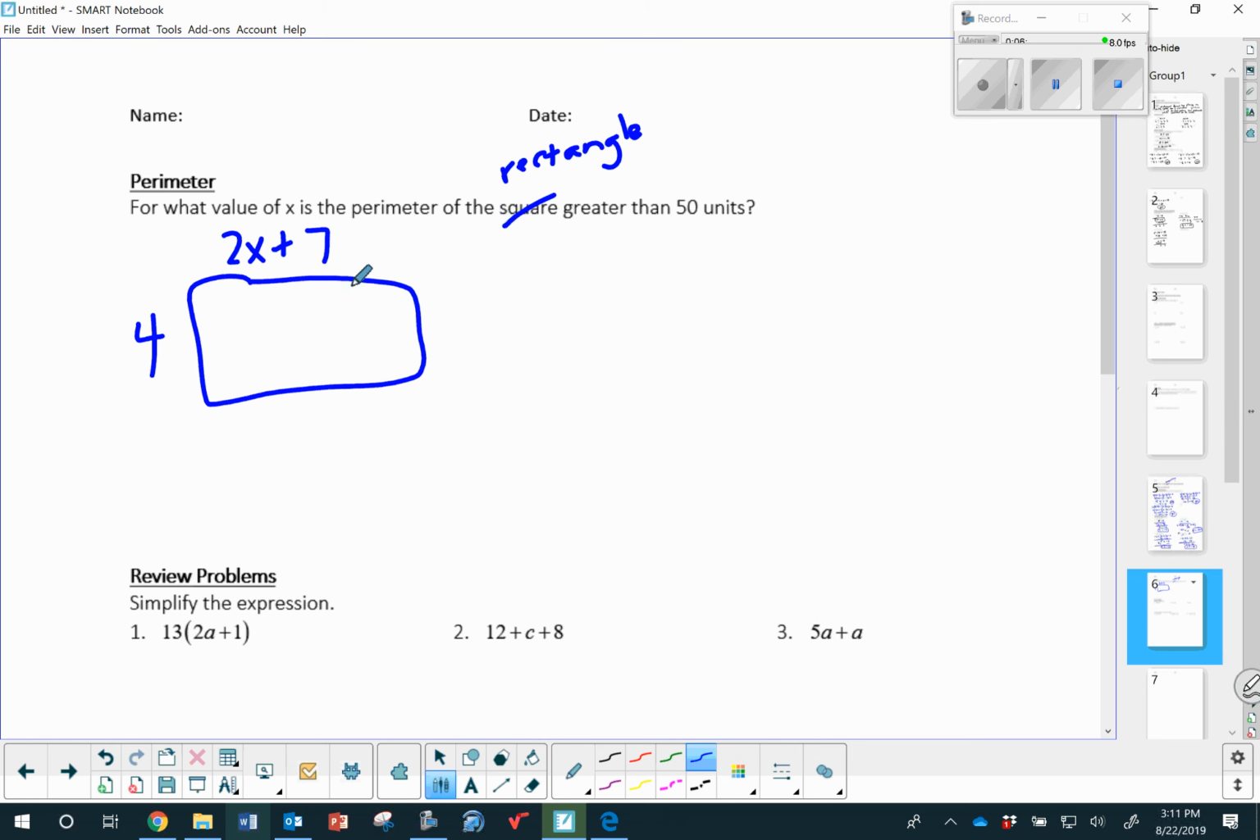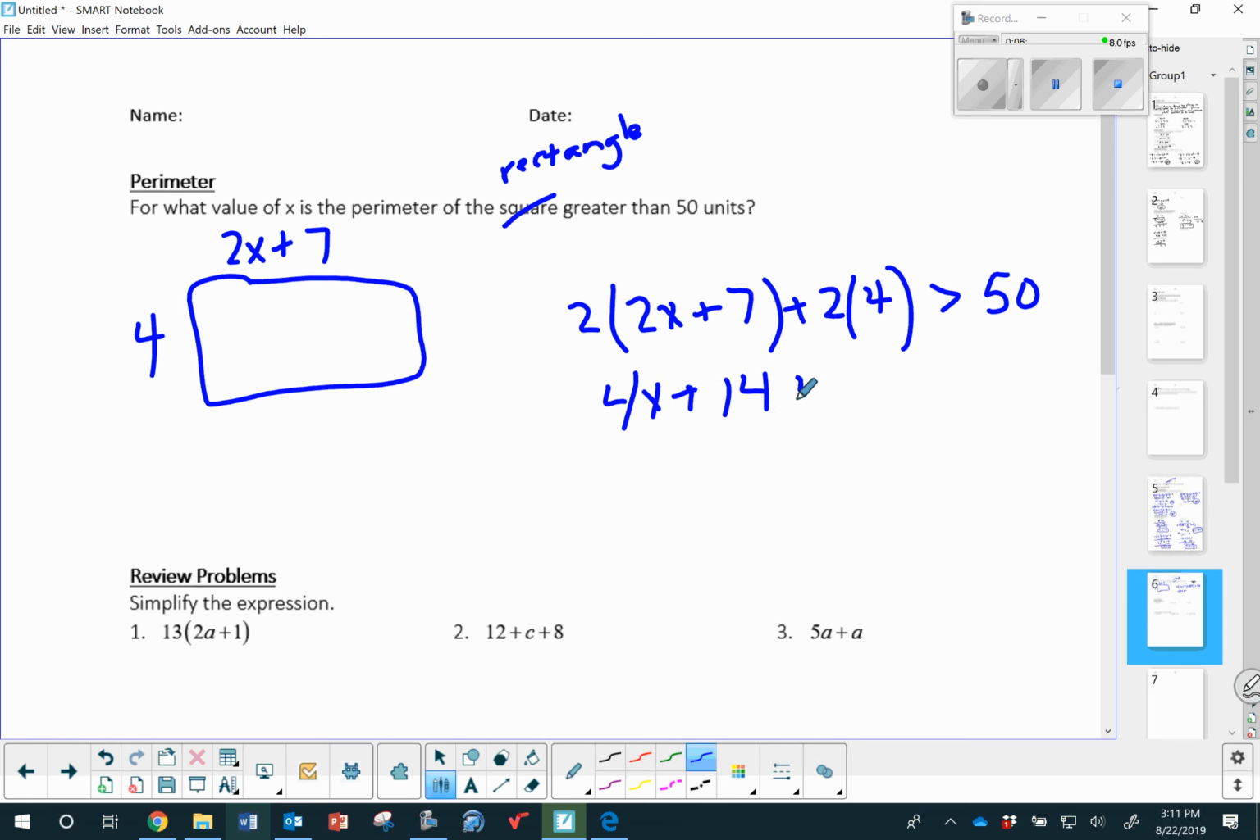So we know we have 2 of each side. So we have 2 times (2x plus 7) plus 2 times 4. And that needs to be greater than our perimeter of 50. I then am now just going to solve an inequality. So I'm distributing my 2. This is 4x plus 14 plus 8 is greater than 50. Combine like terms. 4x plus 22 is greater than 50.